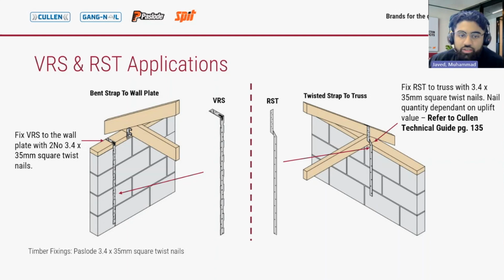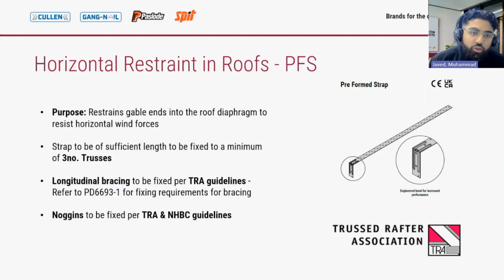Okay, so that covers vertical restraints of roofs. Short and sweet. Let's move on to the last set of applications, which is horizontal restraint of roofs. So the PFS makes a comeback. For roofs, the PFS straps restrain the gable ends to the roof diaphragm, resisting horizontal wind forces.